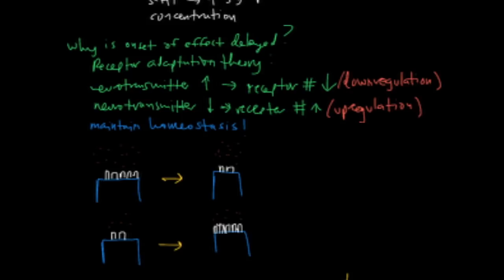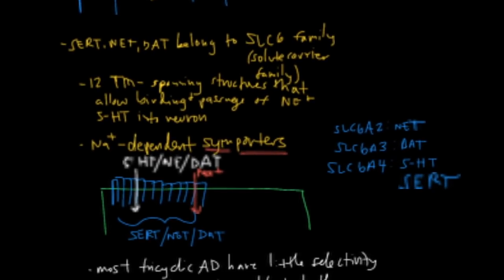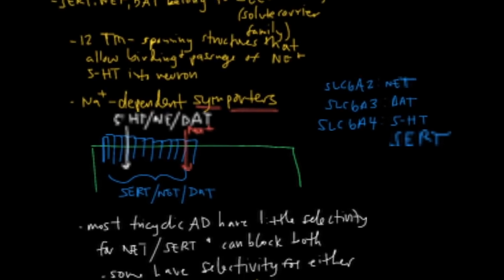Decreasing the number of receptors is called downregulation. Increasing the number of receptors is called upregulation. SERT, NET, and DAT belong to the SLC family. Remember, SLC6. NET is SLC6A2, DAT is SLC6A3, serotonin transporter is SLC6A4. These are 12 transmembrane-spanning structures that allow binding and passage of norepinephrine and serotonin into the neuron.